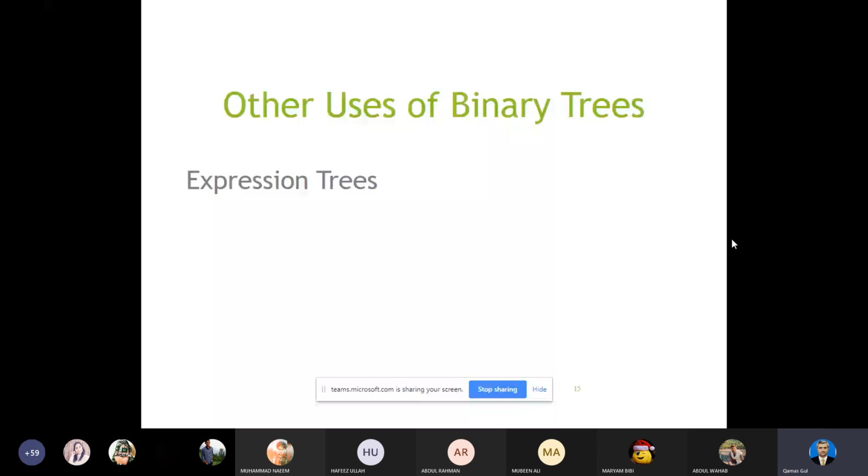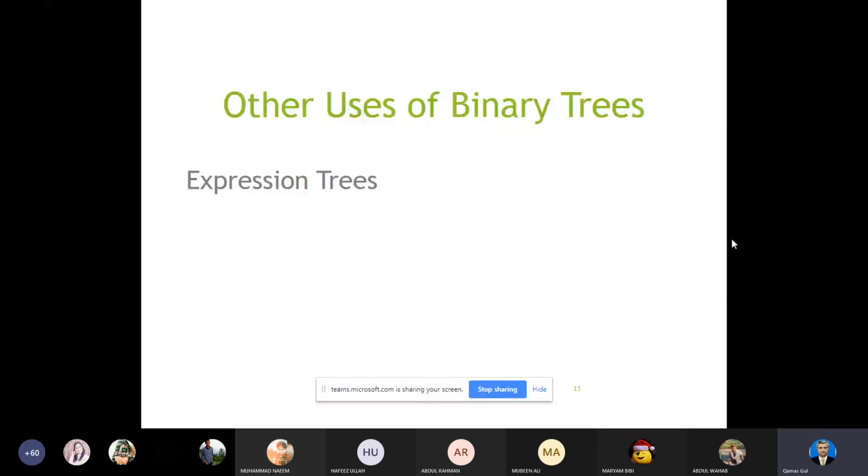However, binary trees can be utilized for various applications, for various processes in computer science and in other branches as well. So the first one is expression trees. Now let's see what an expression is and what expression trees are.